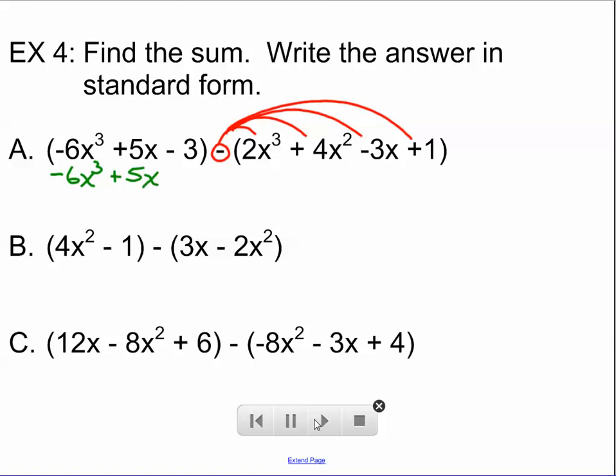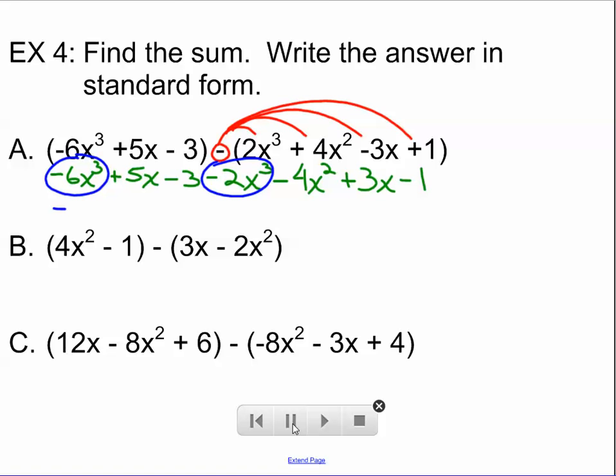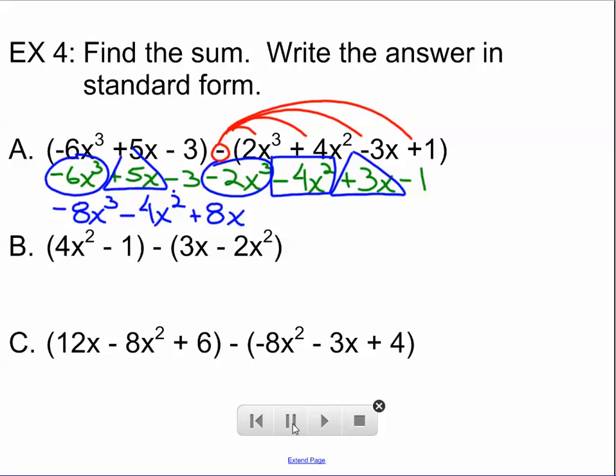But the second polynomial, everything becomes opposite of what it is. So it's going to be minus 4x squared plus 3x minus 1. Now we can start combining like terms. Negative 6x cubed with negative 2x cubed makes negative 8x cubed. Negative 4x squared stays negative 4x squared. 5x plus 3x becomes 8x. And negative 3 plus negative 1 becomes negative 4. And that's our final answer.